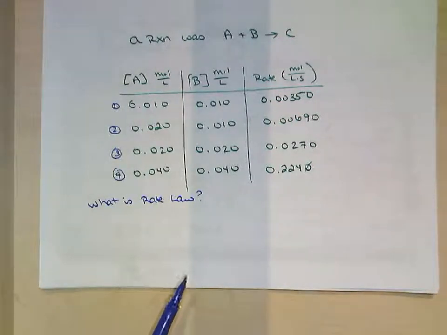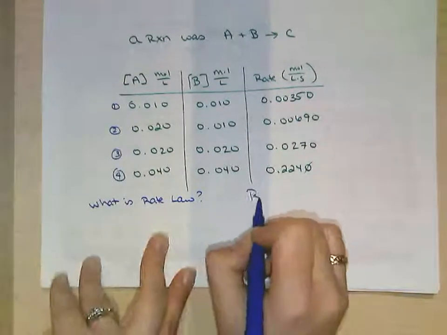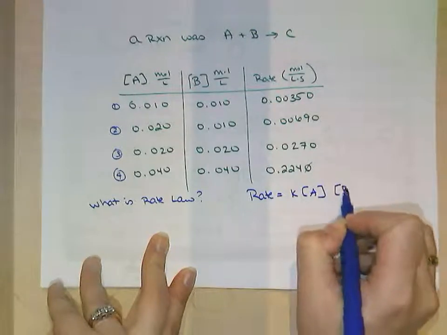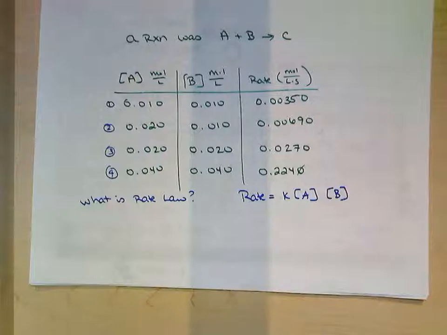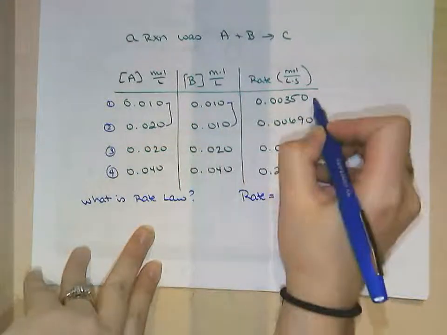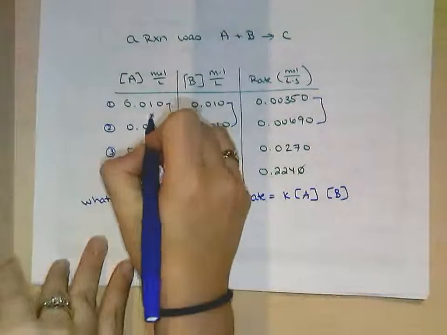Let's take a look at, we'll do A first, all right? So we'll do A first. What two experiments would you like to look at to see how A changes? 1 and 2, okay. So if we do 1 and 2, what happens to the concentration of A between experiments 1 and 2? Doubles. This doesn't change, that's good.